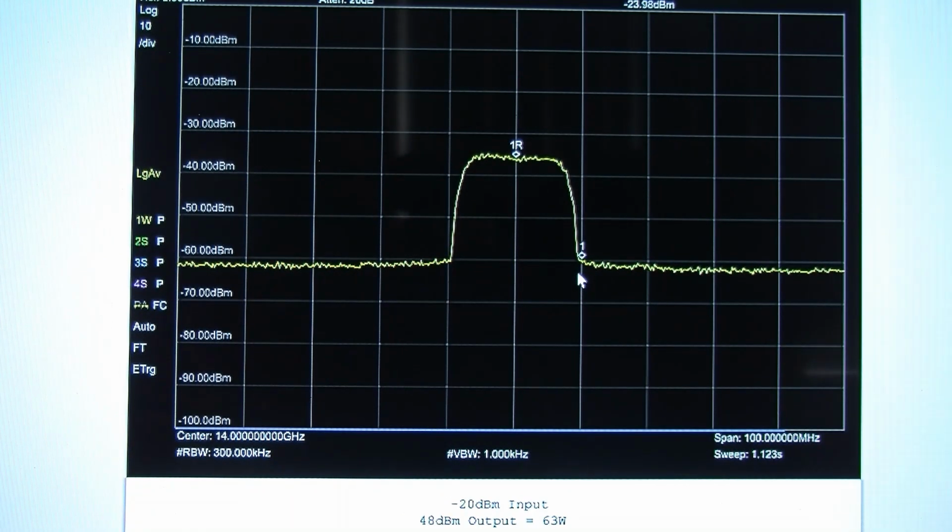Now we've increased our input by another 5 dB. So we've got a negative 20 in. That gave us a 48 dBm output, or 63 watts. And look at our carrier to noise, almost 24. That's just about perfect. You can also see the noise floor is just starting to come up, less than a dB here, but it is rising. At a point, the noise will rise and the carrier will rise equally, and then you get to compression where the carrier does not rise and the noise floor continues to rise.